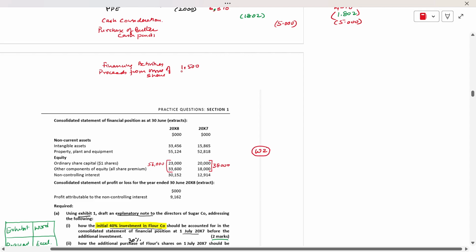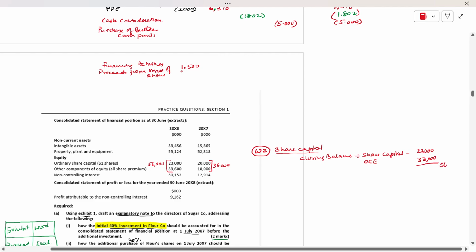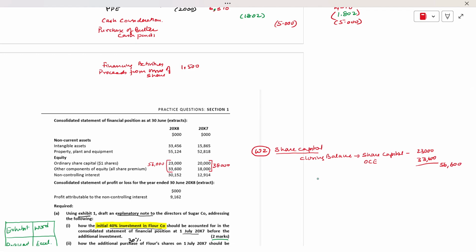Working 2 with respect to the share capital. Simple one. They are asking for share capital. Closing balance is how much? Each and everything I am writing separately. Share capital is 23,000. And other component of OCE is how much? 33,600. If you take that into consideration, 56,600.